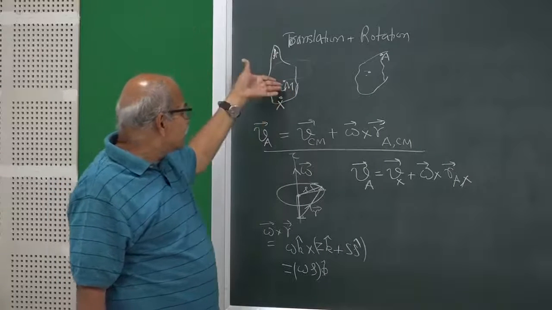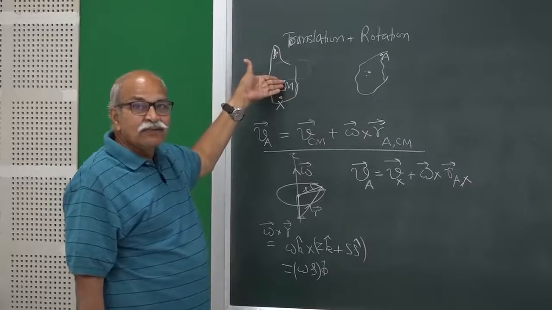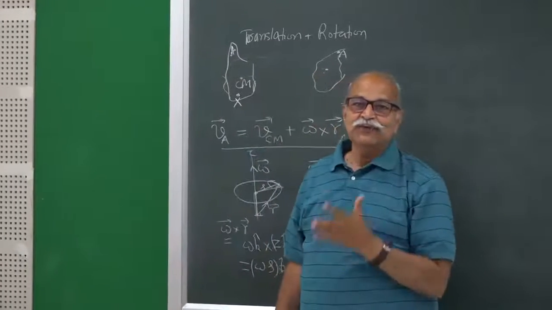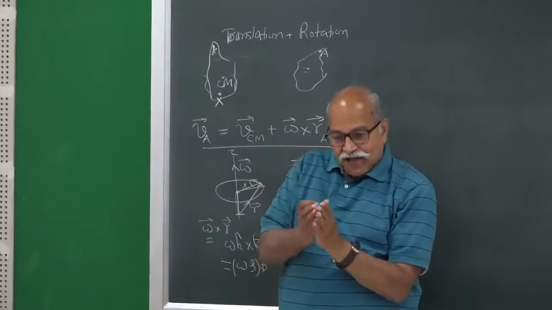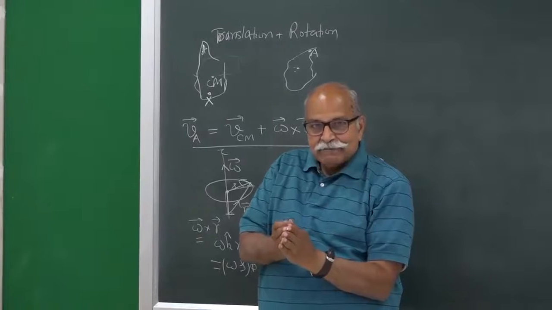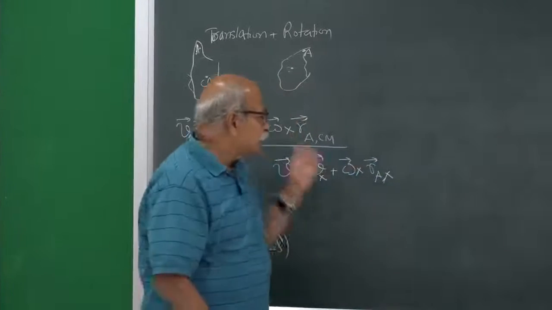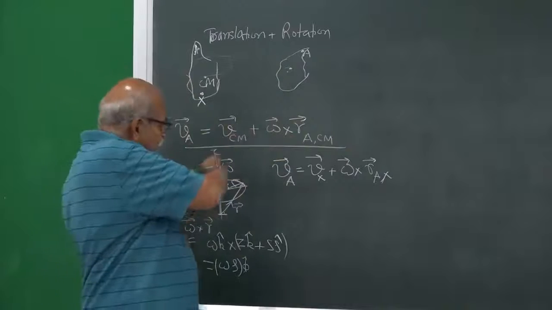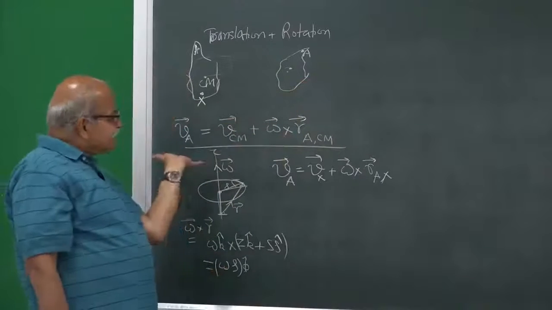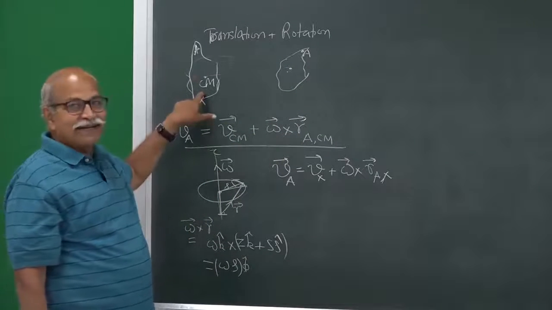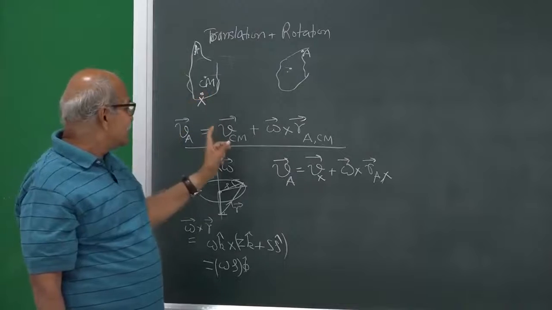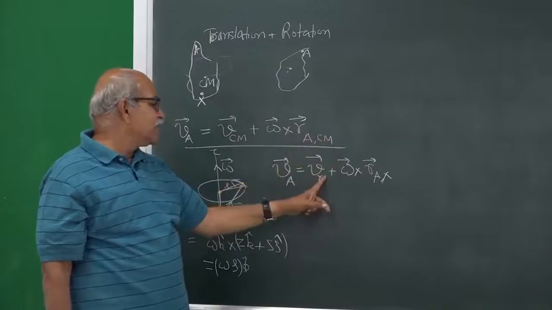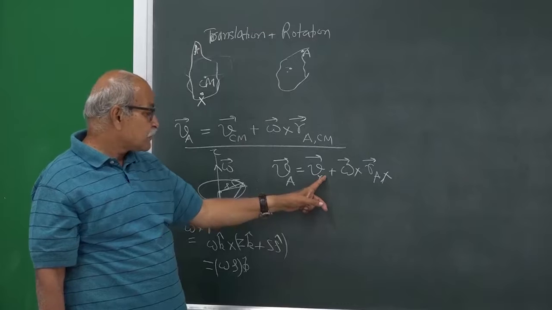So, it is not necessary to have the center of mass, you can choose any point you like. And the translation can be seen with respect to that point going from one place to another. The whole rigid body is going like that, and then there is the rotation about that chosen point x. So, you can write this kind of relation not only for the center of mass, but for any point fixed in the body.